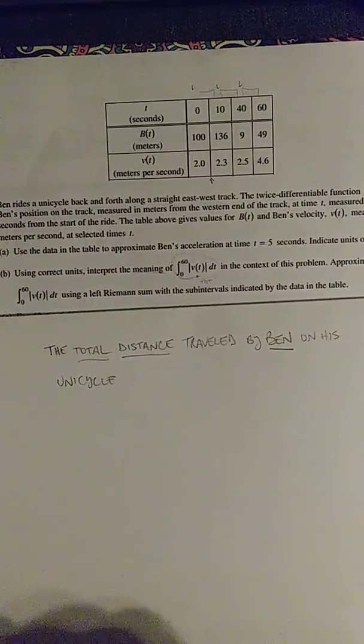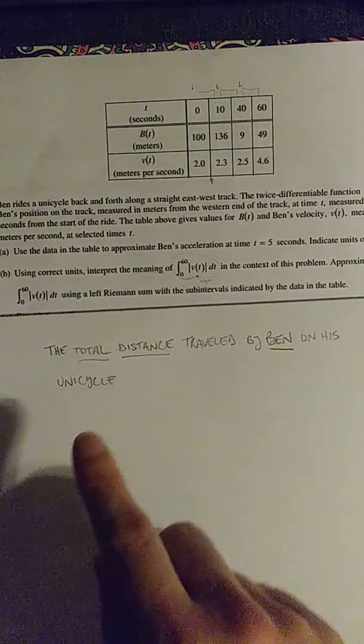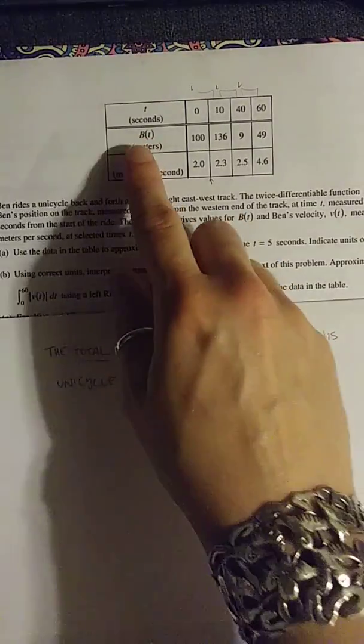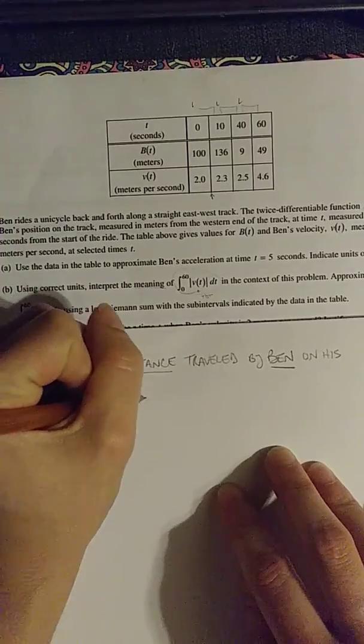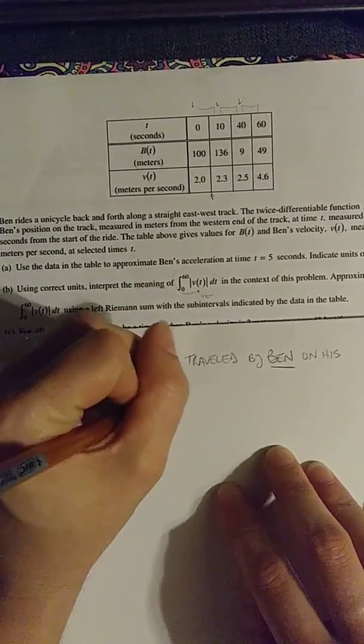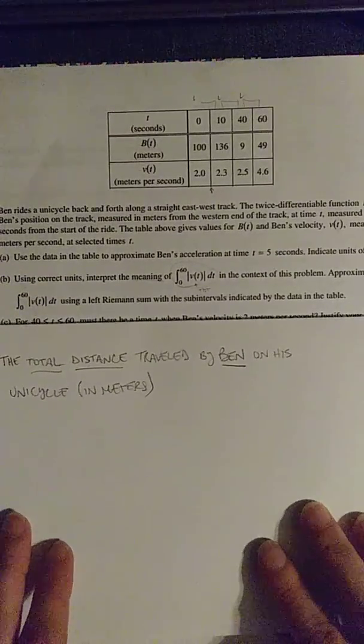We also have to talk about the time frame, okay, and the units. So total distance traveled by Ben on his unicycle, what units are we using? We're using a measurement of distance, which is meters. So we can say in meters, and you don't have to put it in parentheses, I just like phrasing it that way. So the total distance traveled by Ben on his unicycle in meters, so now we have our units.